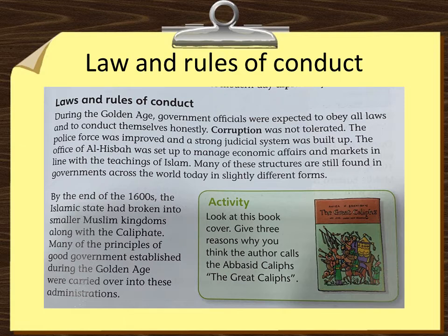By the end of the 1600s, the Islamic State had broken into smaller Muslim kingdoms, along with the caliphate. Many of the principles of good government established during the Golden Age were carried over into these administrations.